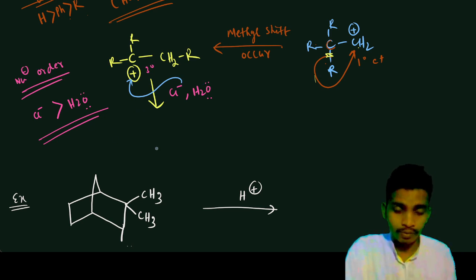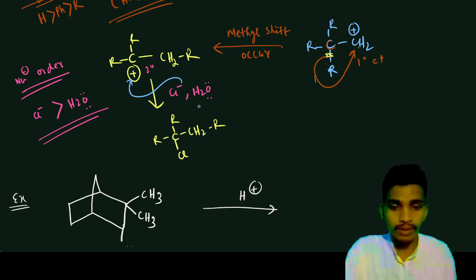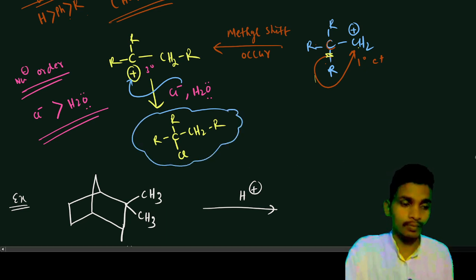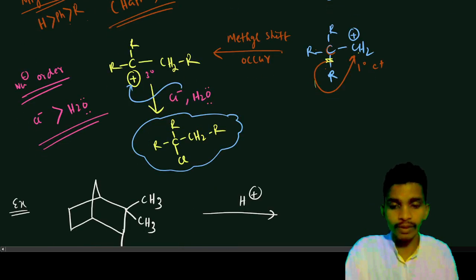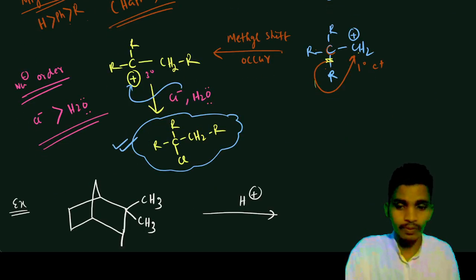Then that is going to give the product: C, here R, here R, here Cl will come, and this is going to be the CH2 and R. So this is the final product for this question. Now moving to the next question.